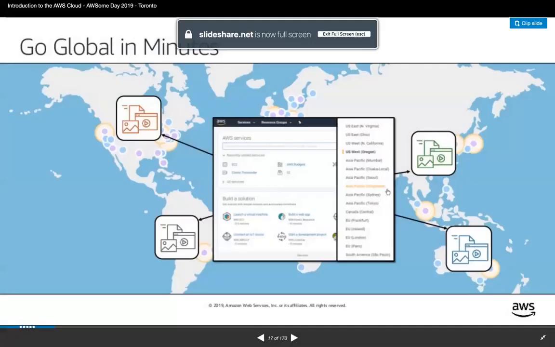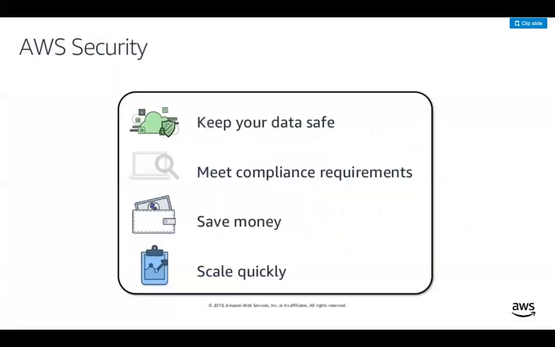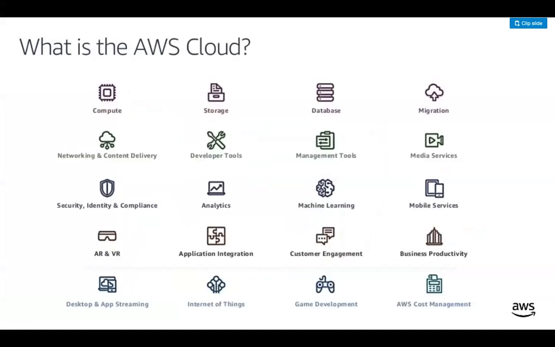So yeah, it is secure, right? You can keep your data safe and meet all your compliance requirements. You can save money in audits and you can save money in compliance. You can scale quickly. So it is secure actually. Okay, so now what is AWS Cloud? These are all the various broad level services that are there in AWS Cloud.